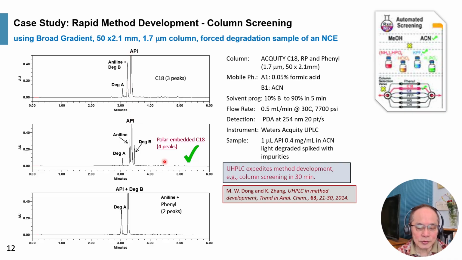So we do a screening with 3 columns. A lot of times in column screening, typically you can use 3, 4, up to 6 columns. Typically we use a broad gradient and very simple mobile phases to do that. And clearly in this case, the polar embedded phase is the best because it actually resolves 4 peaks rather than 3 peaks in C18. And phenyl is not a good choice.